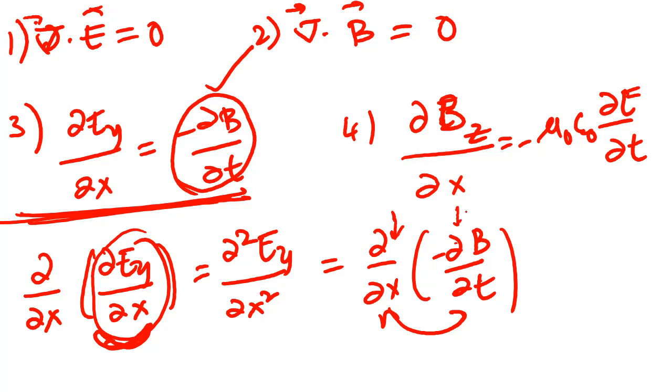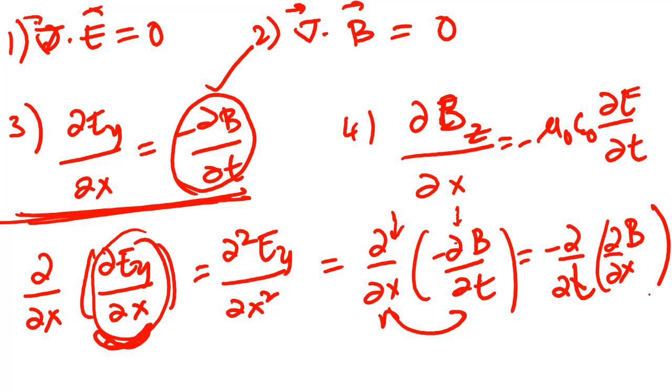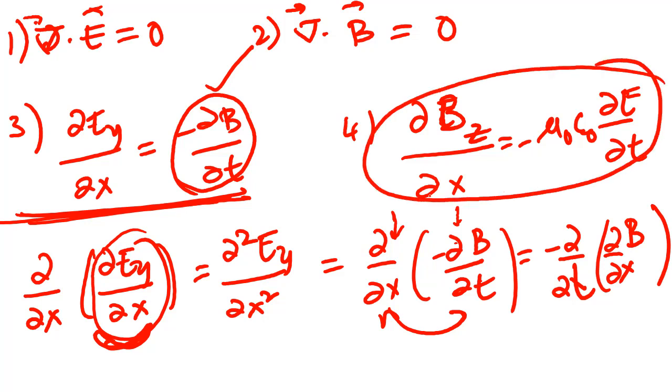Because the time and the space components are basically independent of each other here, you can separate them. So if I were to do that, then I could do minus ∂/∂t later and do ∂/∂x first. But from our equation 4, I know what ∂B/∂x is, so I can plug that in here, right? So let me do that on the next slide.